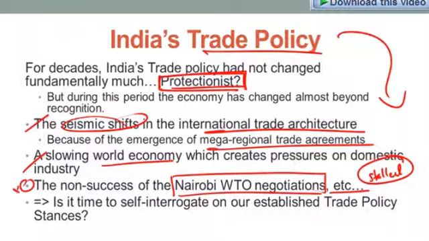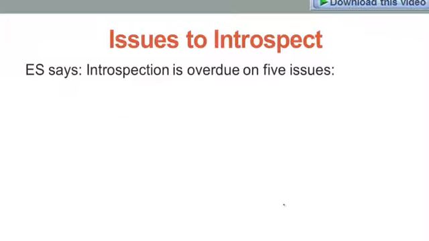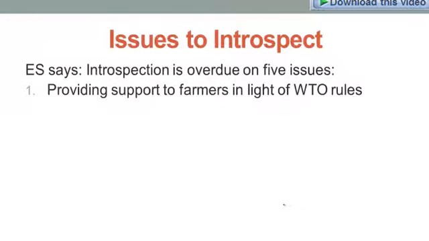So when failure happens and a lot of changes happen, it's time to self-interrogate. Ask ourselves, what are we doing wrong? Is it time to change something? Should we change the established practices? So there are some issues to introspect on. There are 5 issues primarily. One is providing support to farmers in the light of WTO rules. So WTO does not allow countries to provide so much support to farmers. That is part of the WTO discussion on YouTube. You'll be able to find the full details about that. Some aspects we'll touch on today itself.